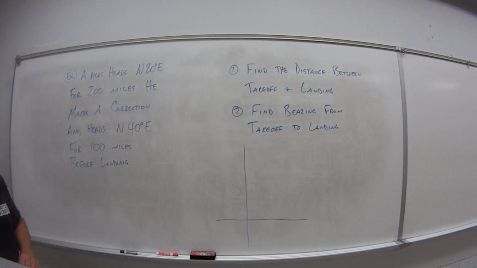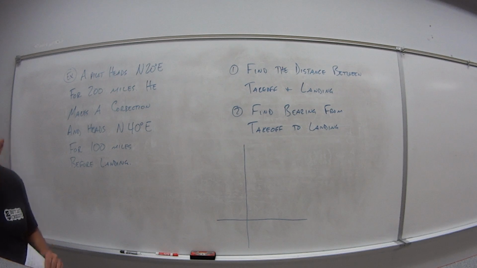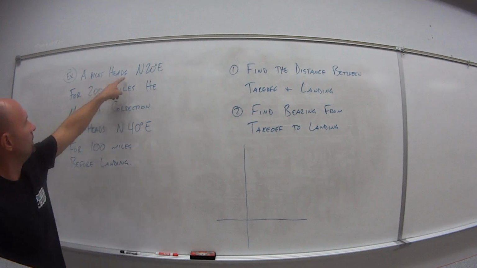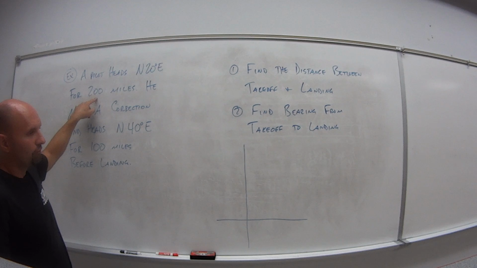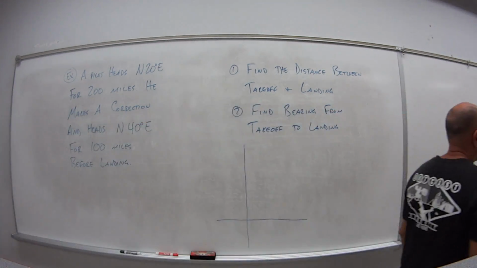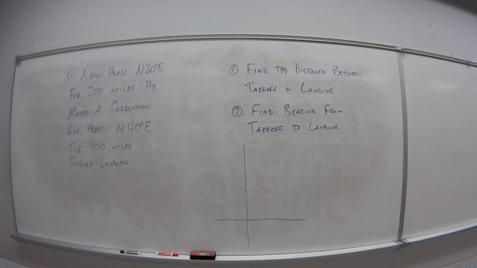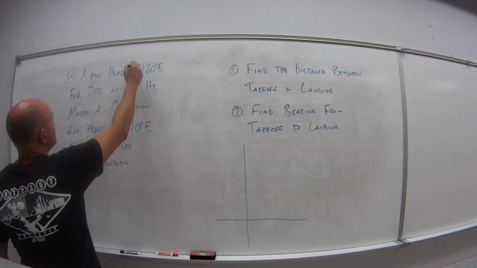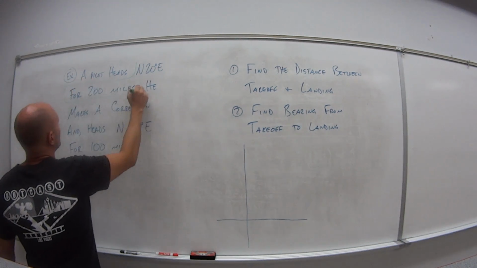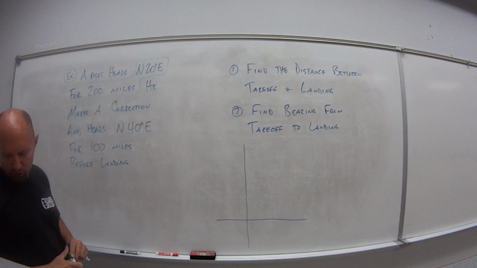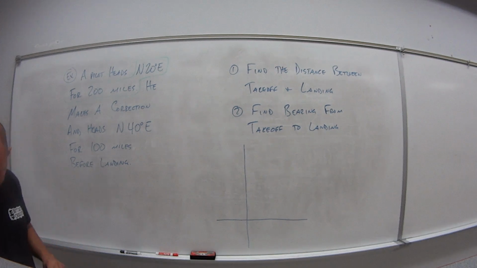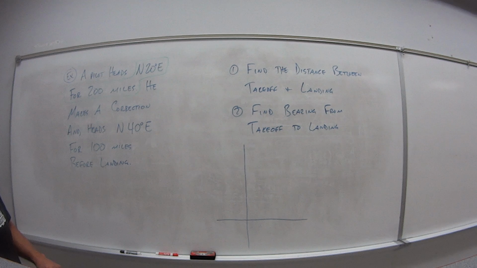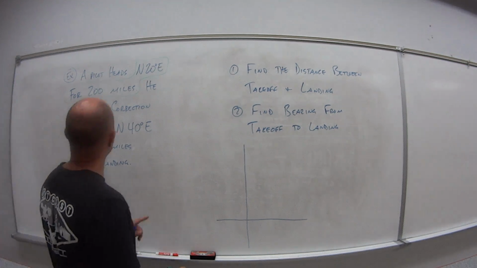So let's give ourselves this XY plane. So the pilot originally is going north 20 degrees east for 200 miles. So let me see if I can grab another color marker here. All right, so I'm going to switch to green for this part here. So his original heading is north 20 degrees east for 200 miles.